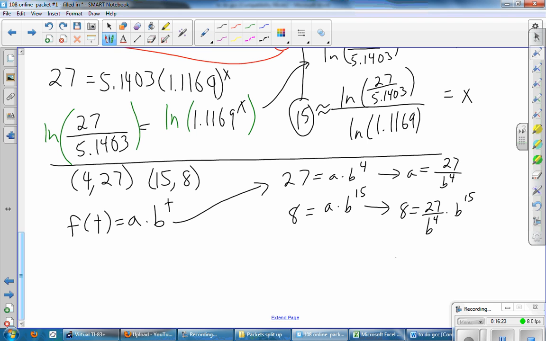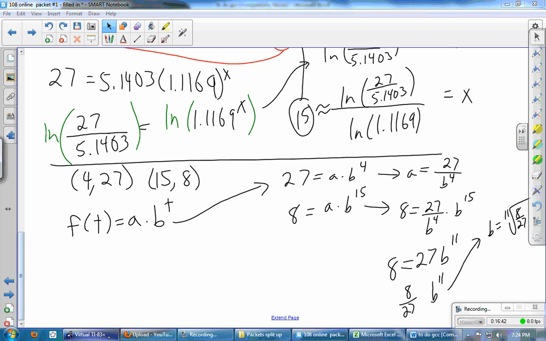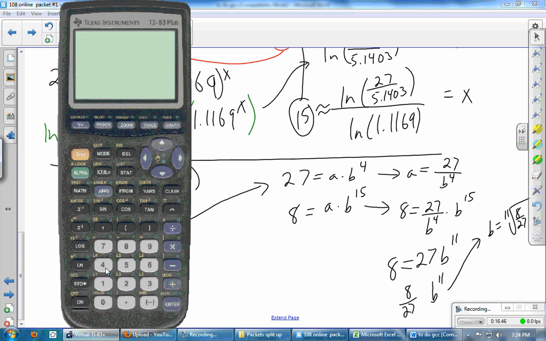Okay, and then we can clean this up a little bit. 8 equals 27. Keep the base, subtract the powers. You get b to the 11. b to the 11 is 8/27. And then 11th root of both sides. So we can type this in and get a decimal. About 0.9.